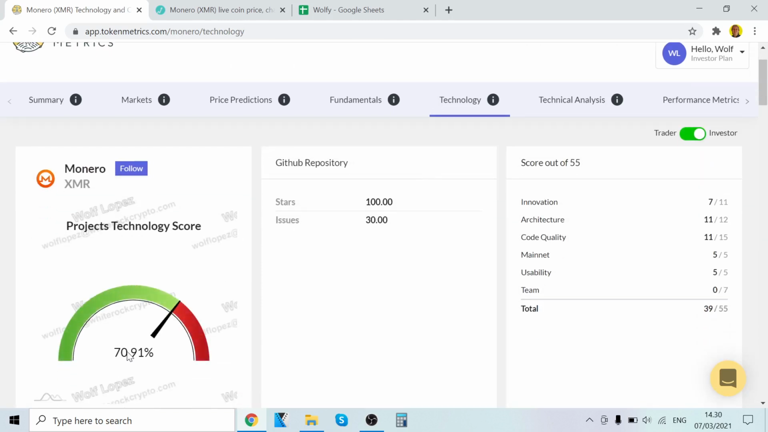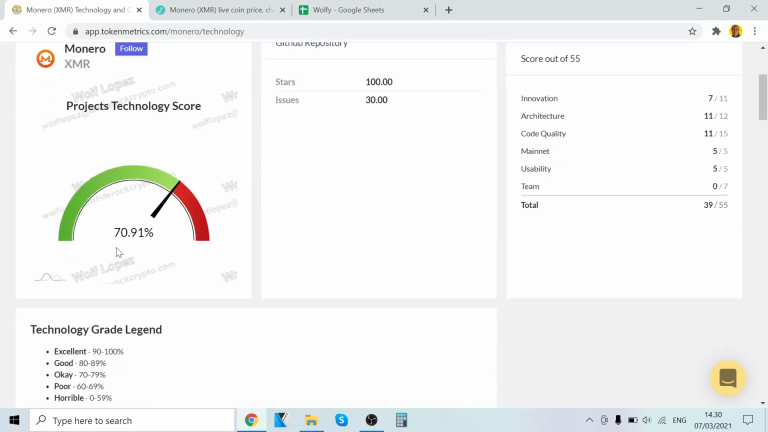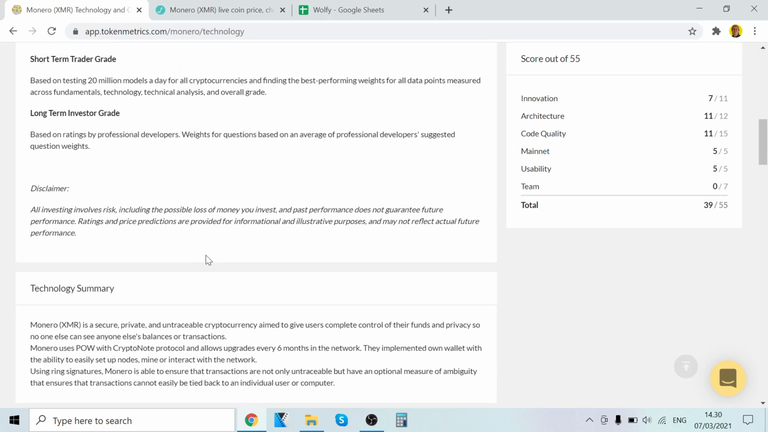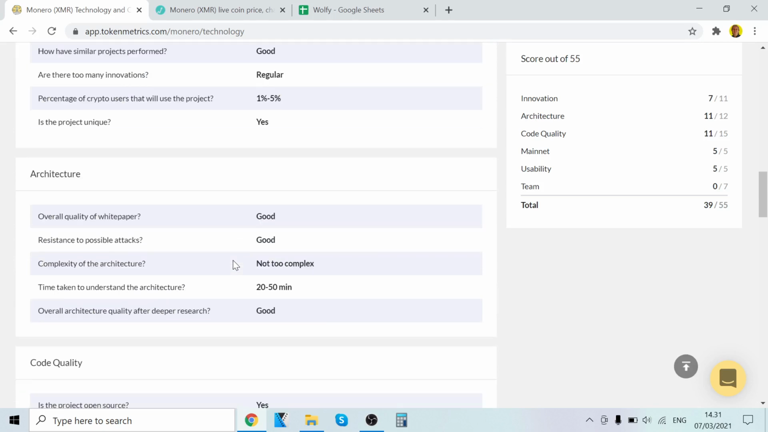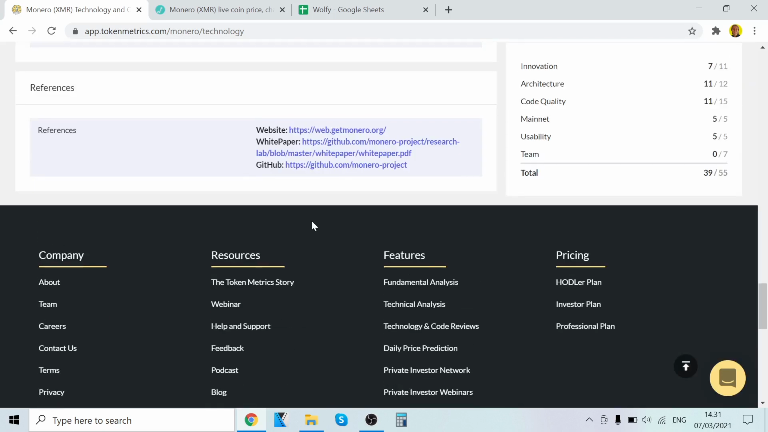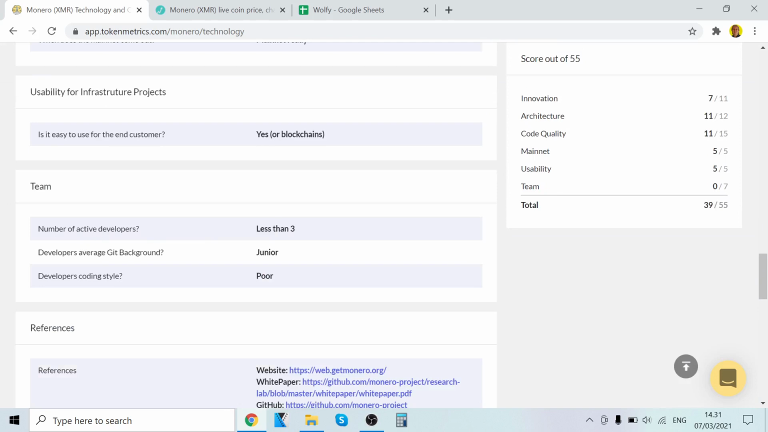Technology here is 70%. Okay, so not the most innovative technology. Architecture is good, code quality good, mainnet good, usability good, team not the best. So this is not over 80%, and I always look at projects that have at least 80%. Okay, so let's see what it's lacking here. Number of active developers is less than 3. Developers' average Git background is junior. Coding style is poor. Okay, so you can see here that it's not the best.